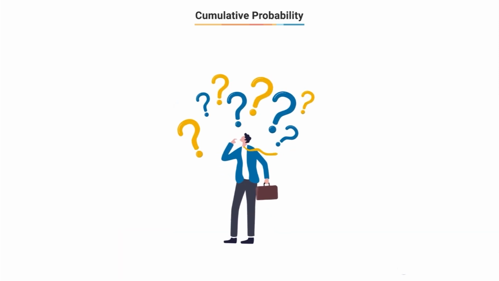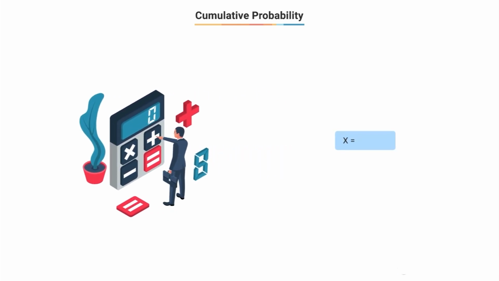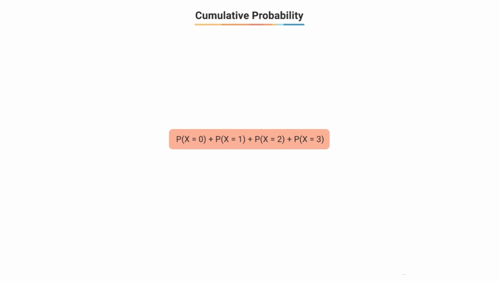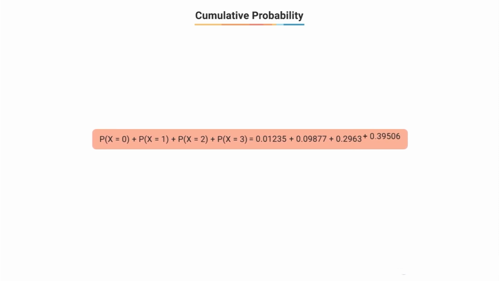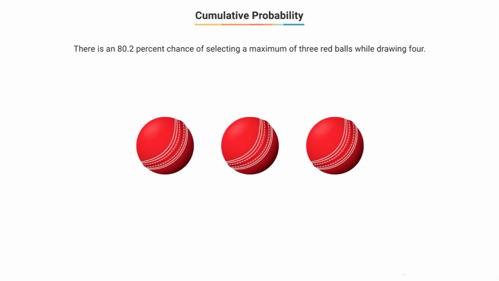But what would you do if you wanted to calculate the probability of getting less than or equal to 3 red balls? Therefore, we are calculating the probability that x can take values 0, 1, 2, 3. We can say that this value is simply calculated as probability of x equal to 0 plus probability of x equal to 1 plus probability of x equal to 2 plus probability of x equal to 3. We can substitute these values and we'll find that it is equal to 0.1235 plus 0.9877 plus 0.2963 plus 0.395, which is equal to 0.8024. Thus, there is an 80.2% chance that any randomly selected participant will have selected at max 3 red balls while drawing 4 balls.